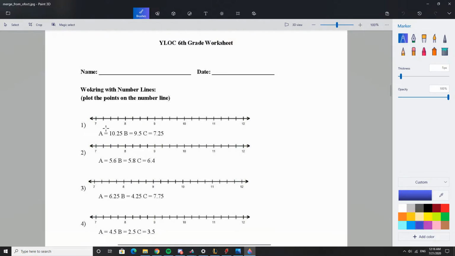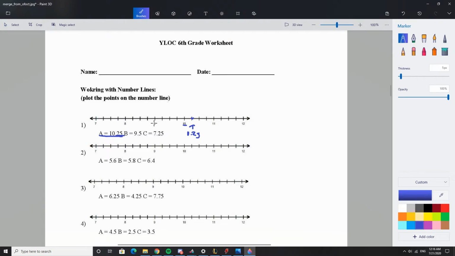For the first one, it says 10.25 for A. So 10.25, you look at 10, and you look at the 0.25, sorry. And since this is 0.25, we can determine that this is the point that we've got to go to, since we have 10 and 0.25.